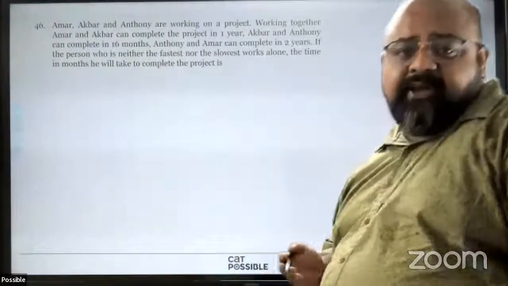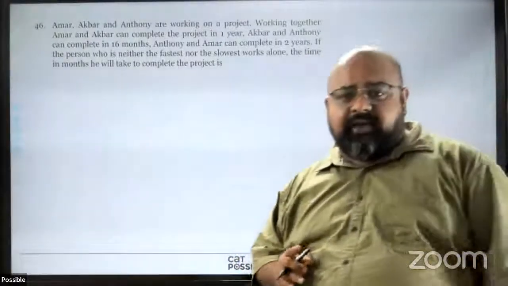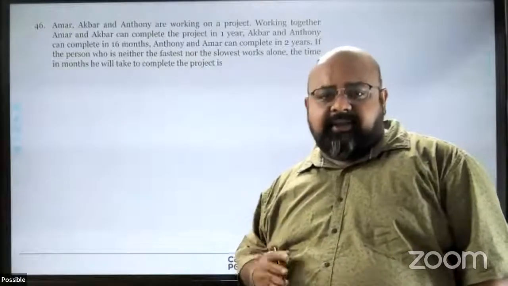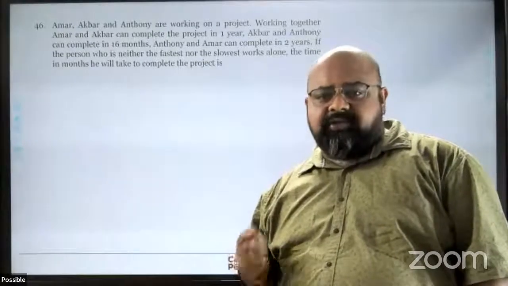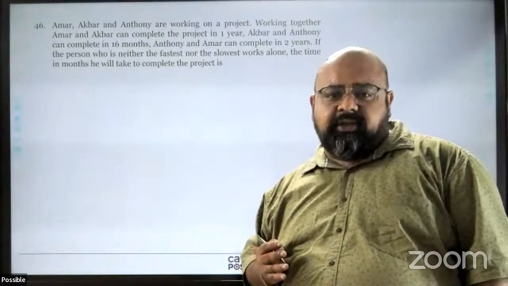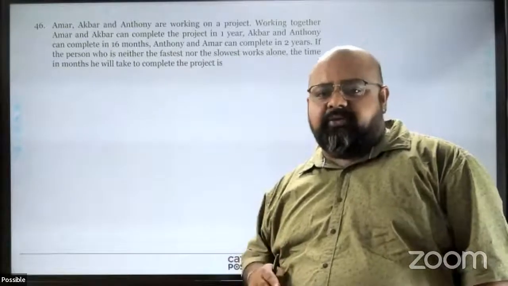Then it says, Amar, Akbar, Anthony are working on a project, working together. Amar and Akbar can complete a project in 1 year. Akbar, Anthony in 16 months. Anthony and Amar in 2 years. So let us convert the time in months. If the person who is neither the fastest nor the slowest works alone, the time in months he will take to complete the project is.